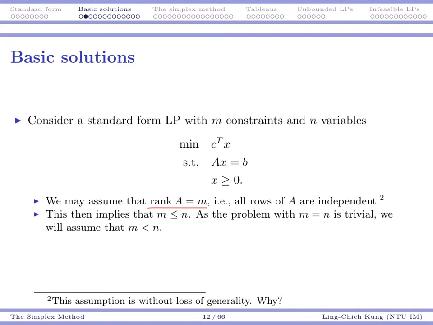Okay, and then that immediately requires that m cannot be greater than n. The number of rows must be smaller than the number of columns. Otherwise, your rows cannot be all independent. And then, because the problem with a square matrix is trivial, that means we need to have at most one solution. So we're going to assume that m is less than n throughout the following semester.